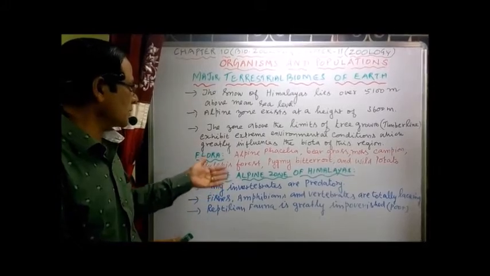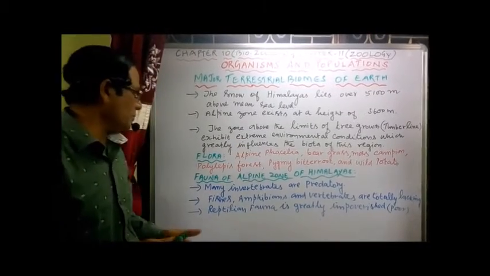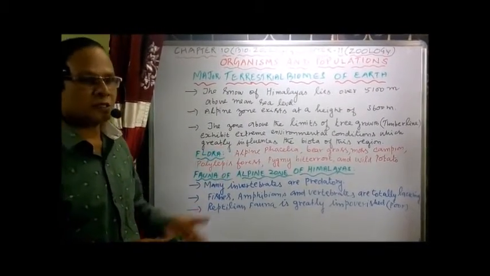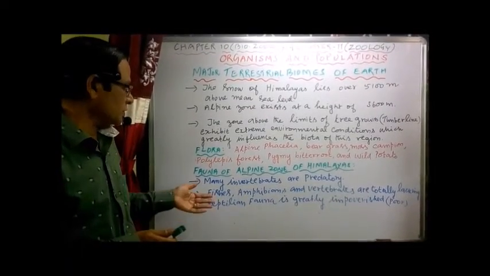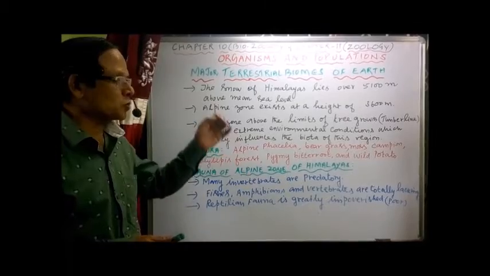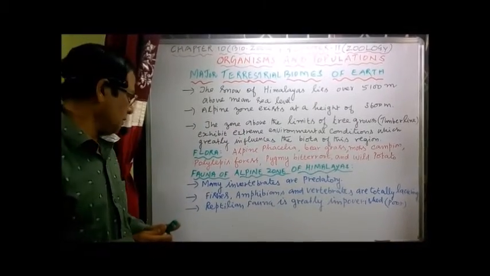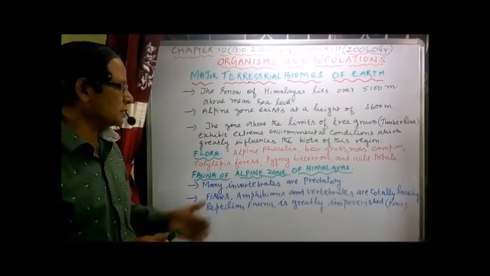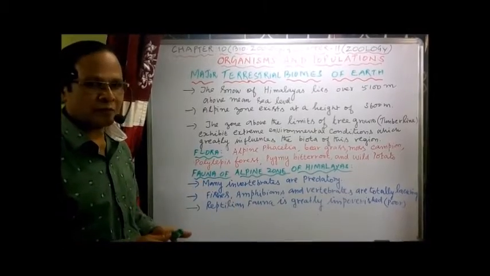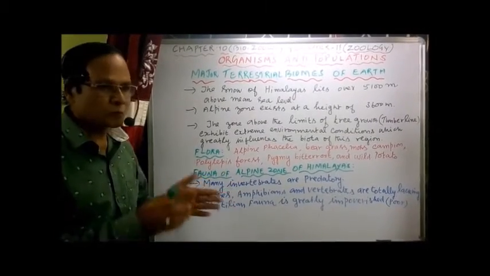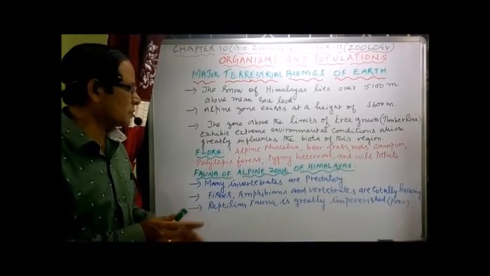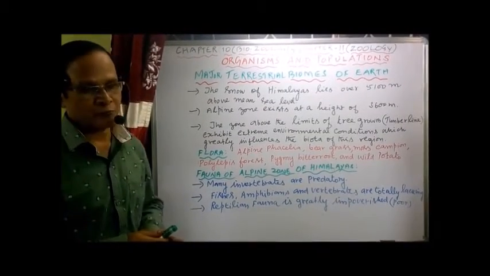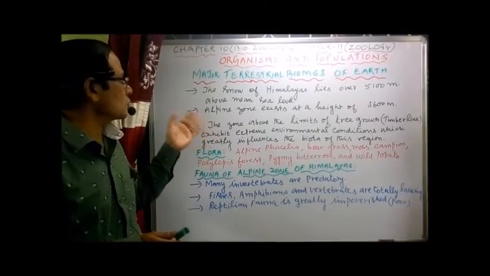What is the fauna of the Alpine zone of the Himalayas? Many invertebrates are predatory, and they are found in water bodies. Fishes, amphibians and vertebrates are totally absent or lacking. The reptilian fauna is greatly impoverished, which means very poor. We have a very small number of reptiles in the Alpine zone. That's about the Alpine biome.